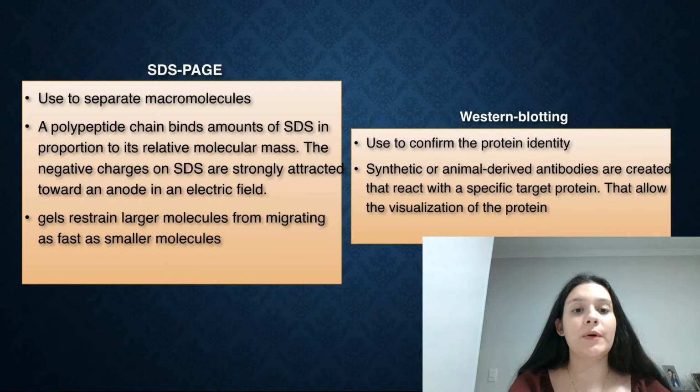SDS-PAGE is used to separate macromolecules. A polypeptide chain binds an amount of SDS in proportion to its relative molecular mass. The negative charges on SDS are strongly attracted towards an anode in the electric field. The gel restrains larger molecules from migrating as fast as smaller molecules. Western blotting is used to confirm the protein identity. Synthetic or animal-derived antibodies are created that react with a specific target protein, which allows the visualization of the protein.